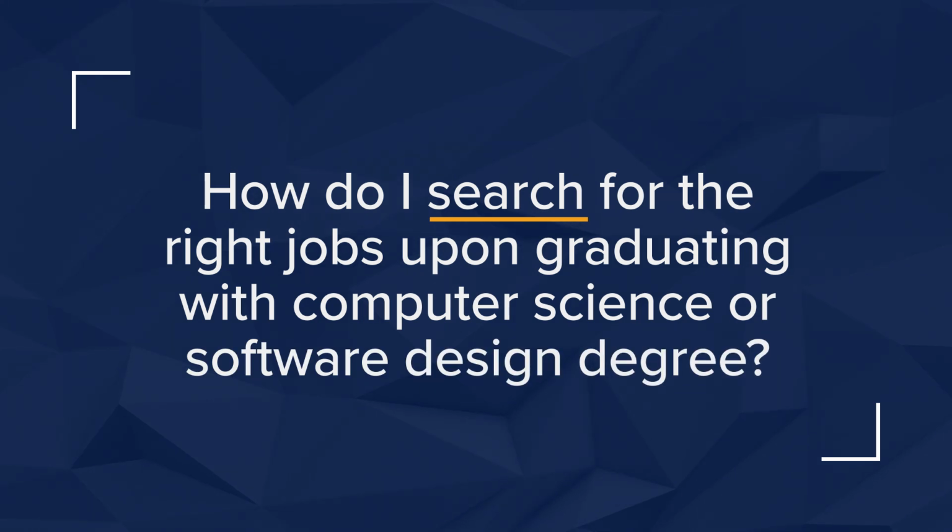How do I search for the right jobs upon graduating with a computer science or software design degree? It's good while you're in college to attend the career fairs that your colleges are hosting to try and find internships. Once you graduate, a good thing to do is try different search terms. Not everything is going to be labeled as software developer. They are going to have similar descriptions, but different companies have different names for that. Another good key is to ask for references. If you have friends or family who are already working in that field, they can get you a foot in the door that you might not have been able to get on your own.